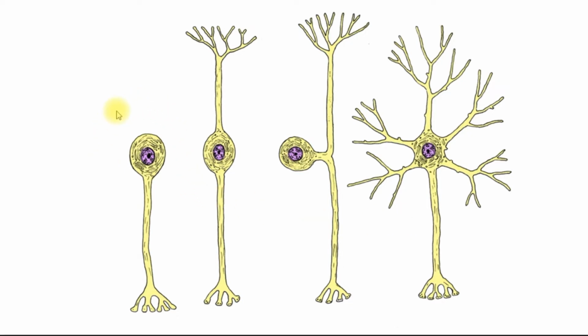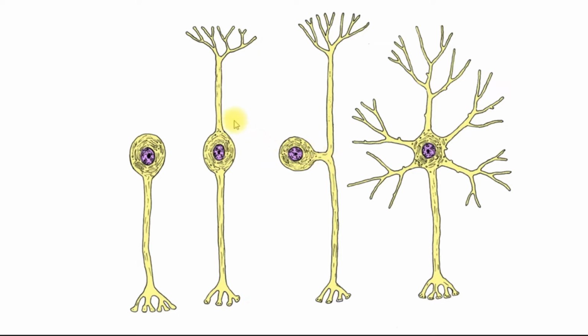Unipolar neurons, uni means one. They have only one process, only one axon. Dendrites are absent. That's why they are unipolar, one pole, one process. Bipolar neurons have 2 poles. One is a dendrite, another is an axon. Pseudo-unipolar neurons are bipolar, and sometimes they are described as a kind of bipolar neuron.